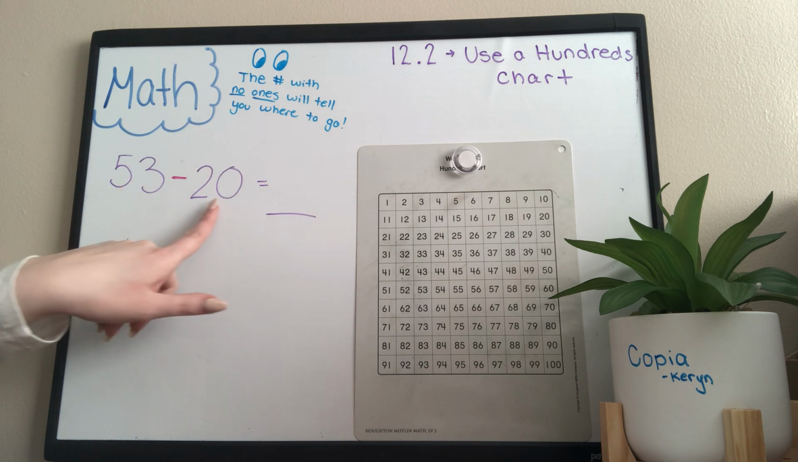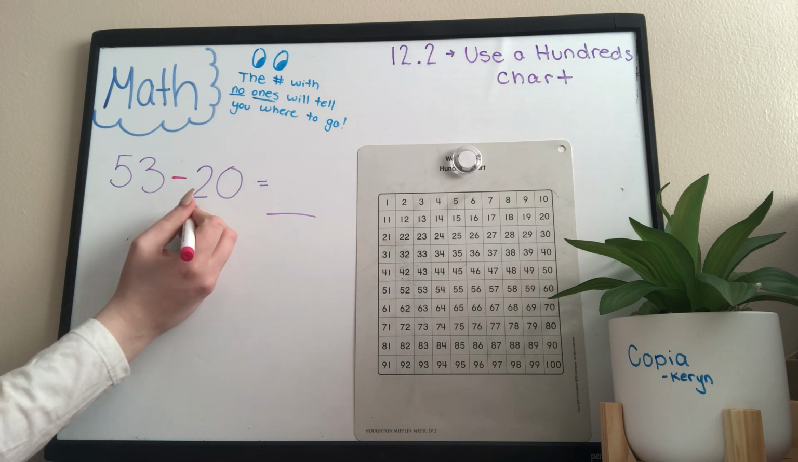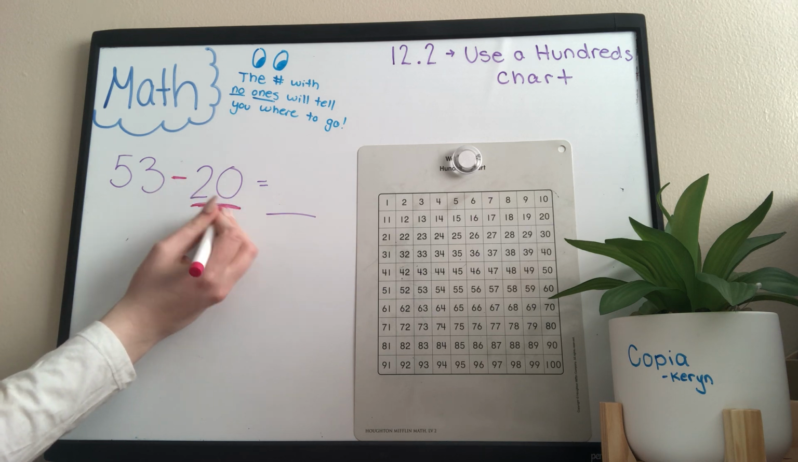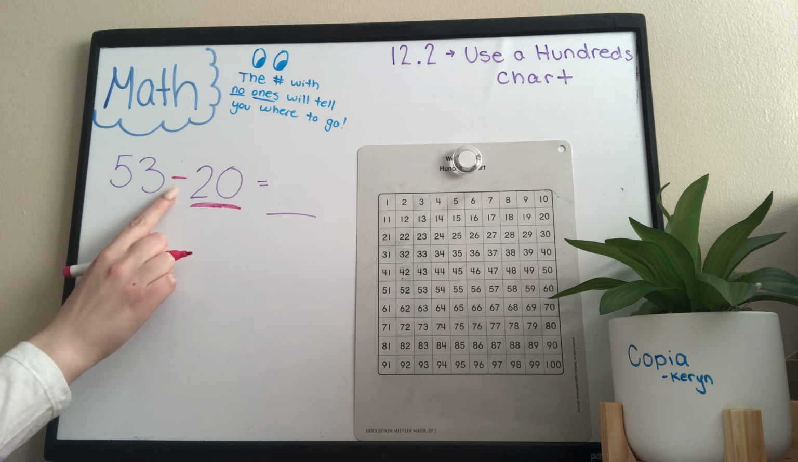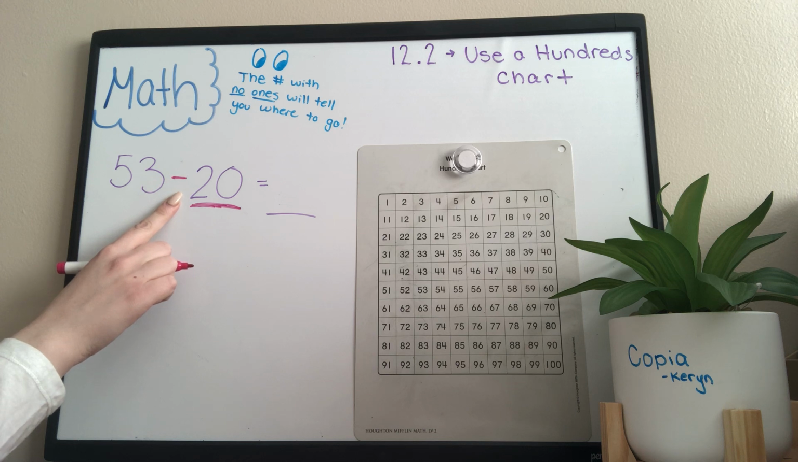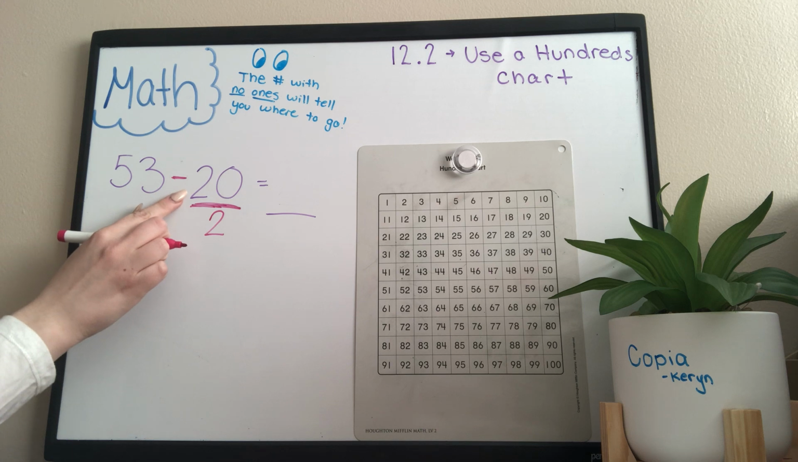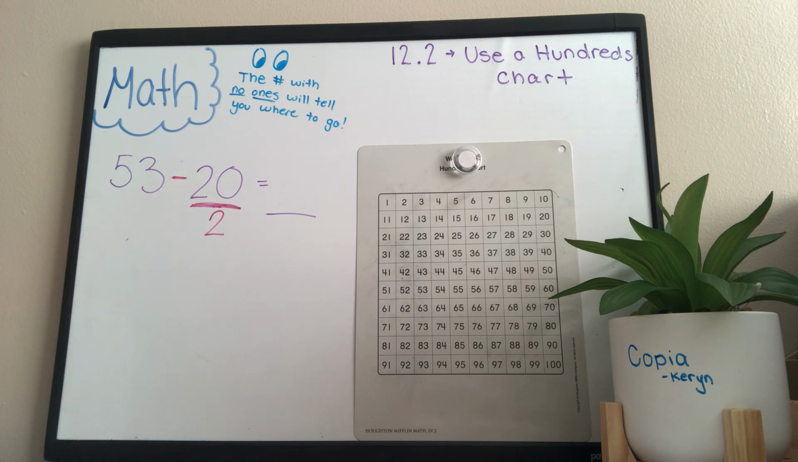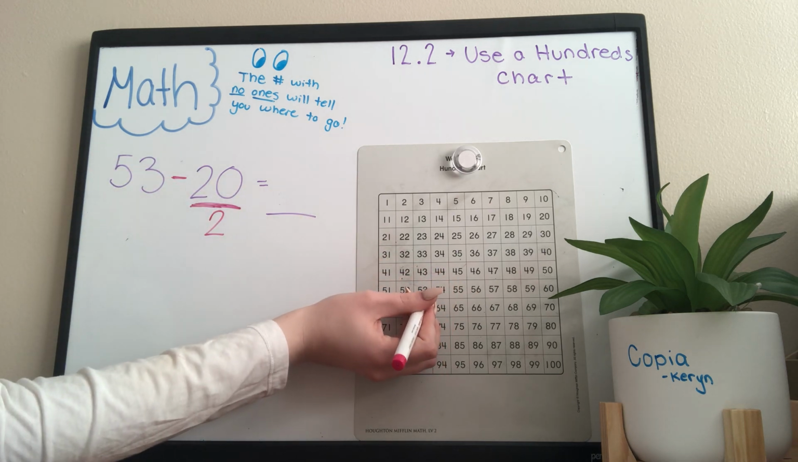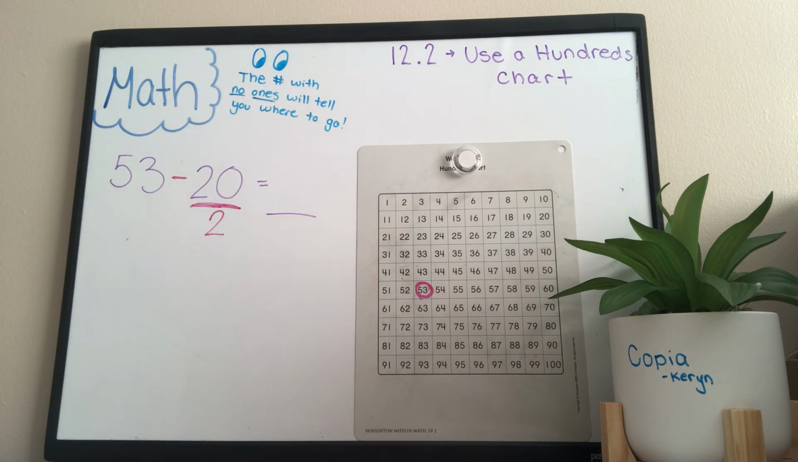Which number is going to tell us where to go? You're right, it's still 20. There's still nothing in that ones place over here. The numbers didn't change. Only the operation did. We're not adding anymore. Our new operation, our new thing that we have to do is subtract. There's still a 2 in the tens place here, so we still have to go 2 rows away from this number. 53 is still right over here on my hundreds chart.